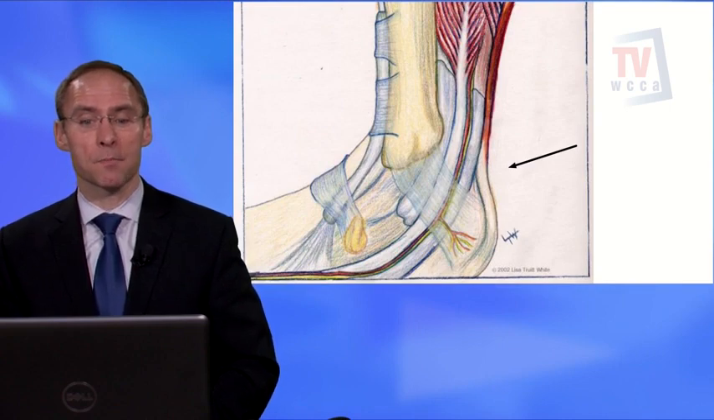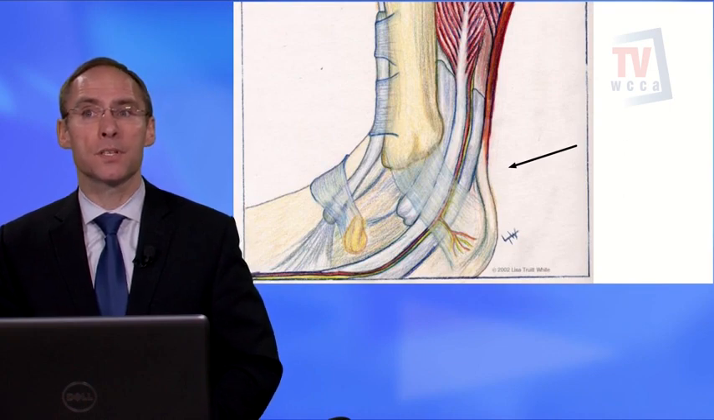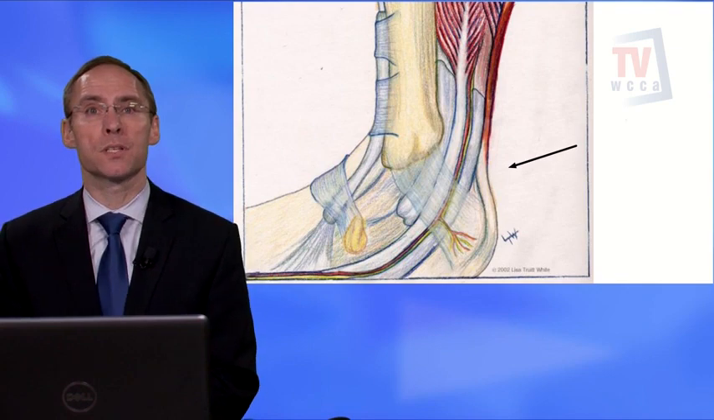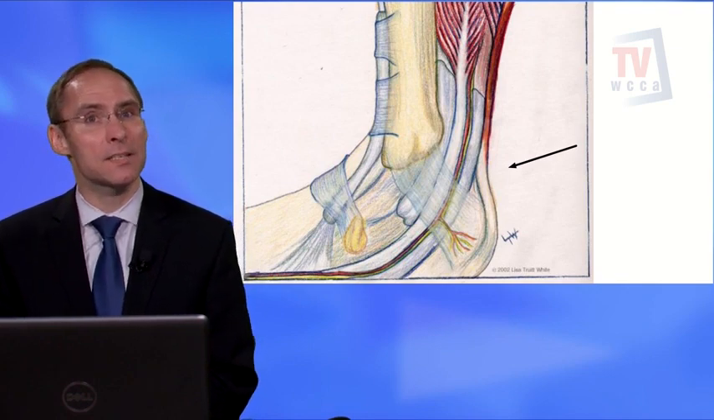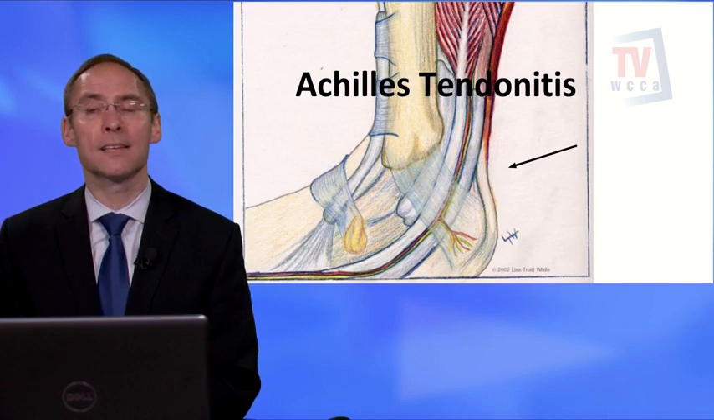Let's look here. This is a picture not of the bottom of the heel now. This is a picture of the back of the heel. And the picture you can see is right above where that tendon inserts into the bone. Any idea what this condition is? Simply put, this is called Achilles tendonitis.